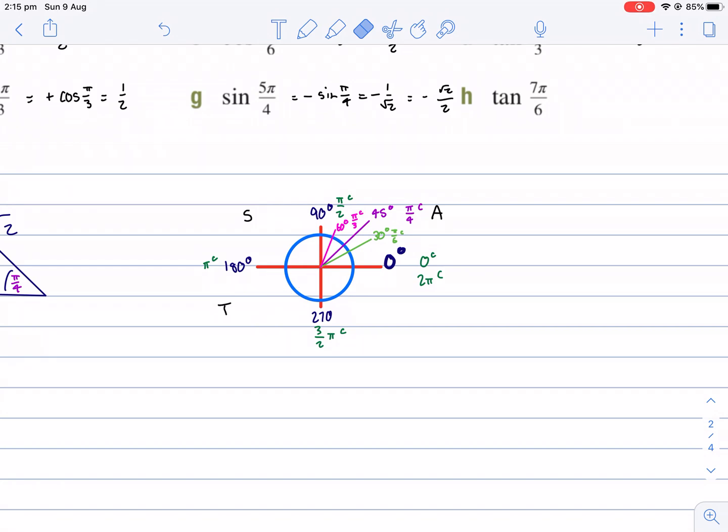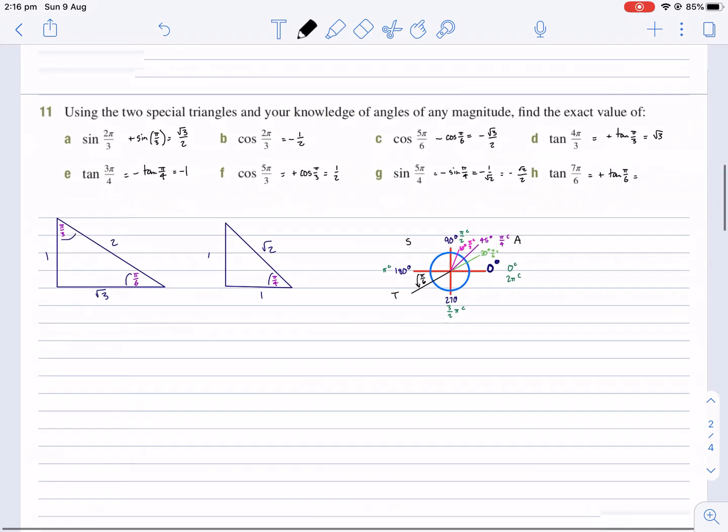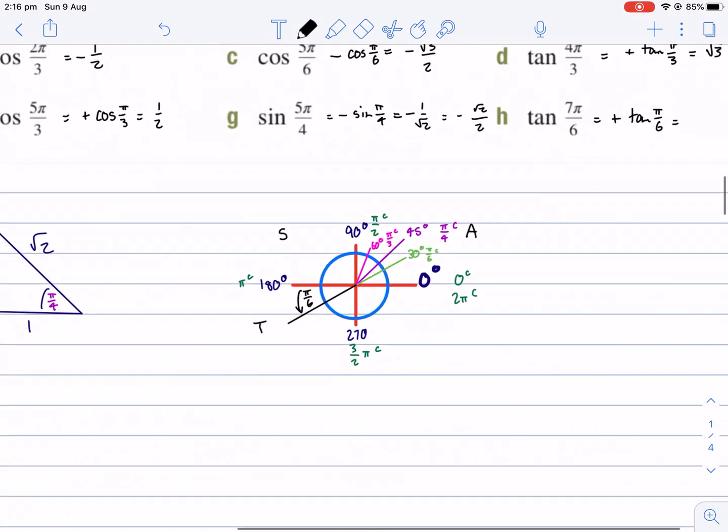Finally, tan 7 pi on 6. Now that's pi on 6, that's 7 lots of 30, so that's 210, so that's down here. So that's pi on 6 more. It's in the tan quadrant, so it's positive tan pi on 6. Now tan pi on 6 is 1 on root 3.